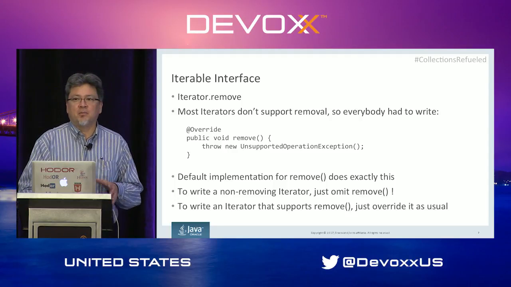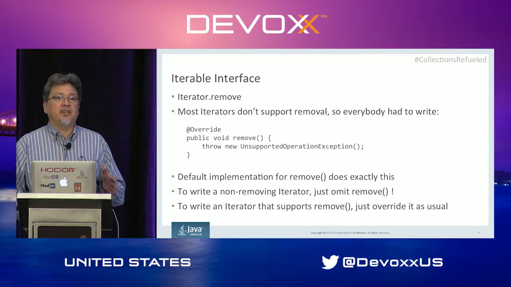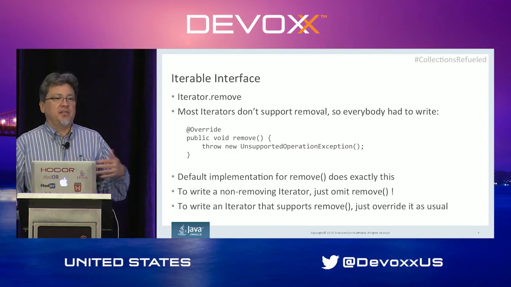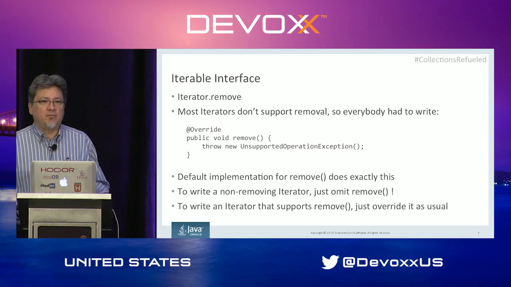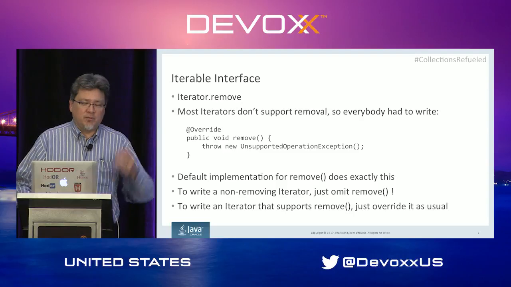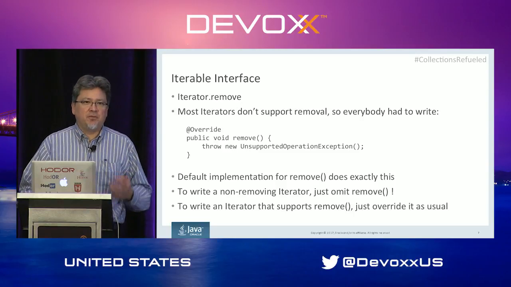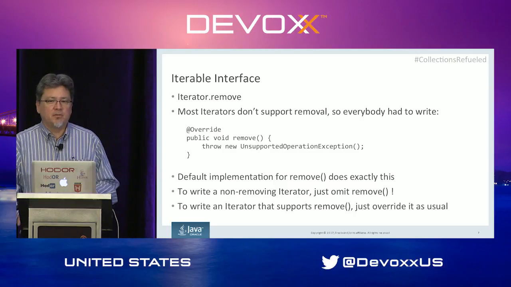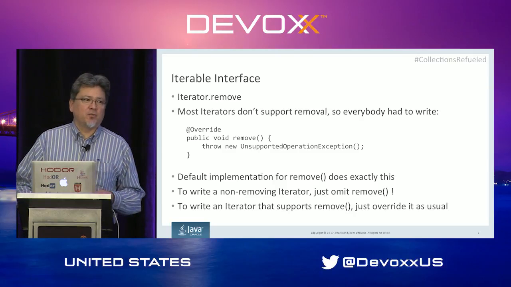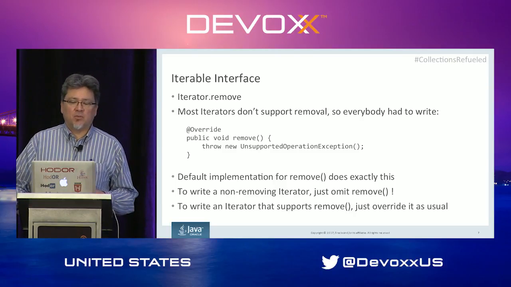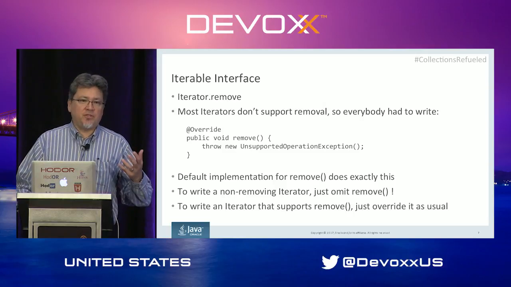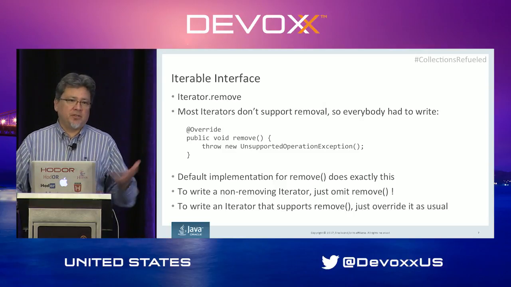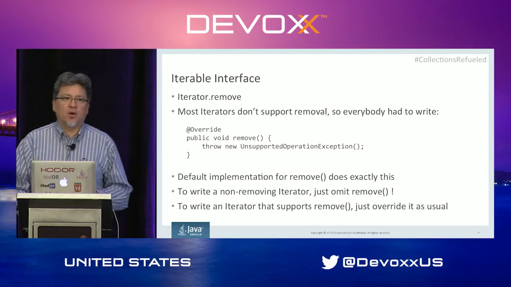There's a default implementation which simply throws unsupported operation exception. So this is really nothing more than a convenience. If you're writing your own iterator, you don't have to override remove anymore, and if you don't, you get the default behavior, which is to throw an exception, which is pretty often what you want, because there are relatively few iterators that support removal. But if you do want to support removal in your iterator, you just go ahead and override it like you always did.